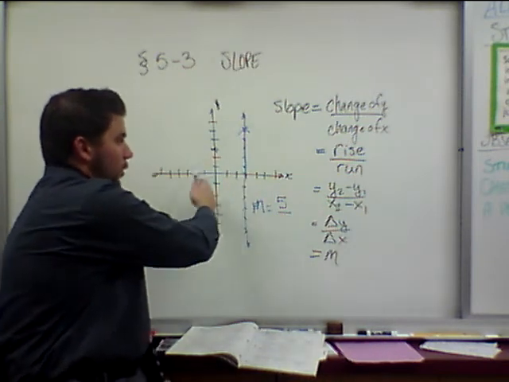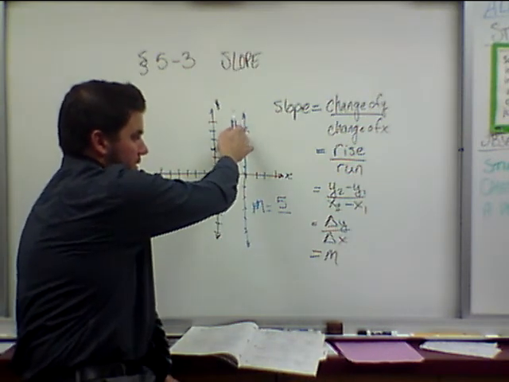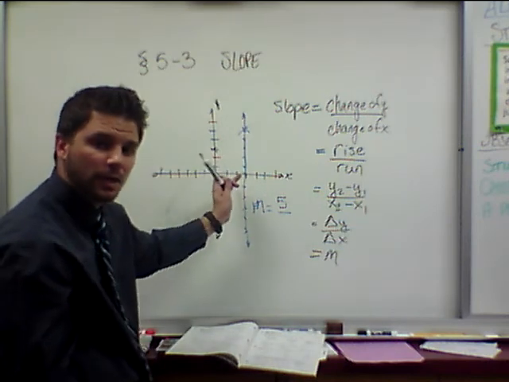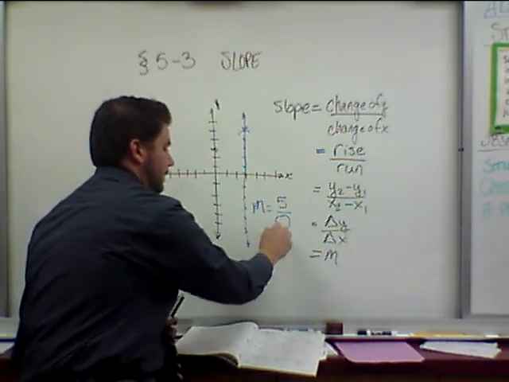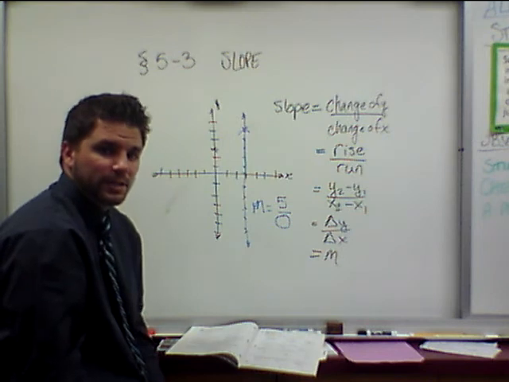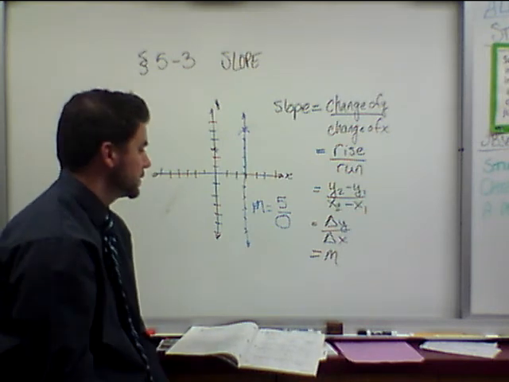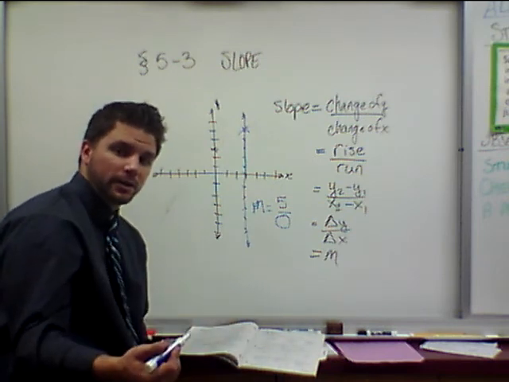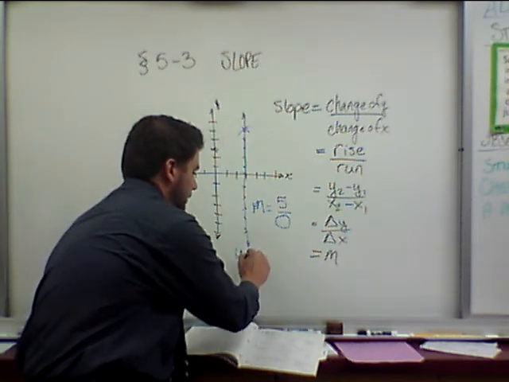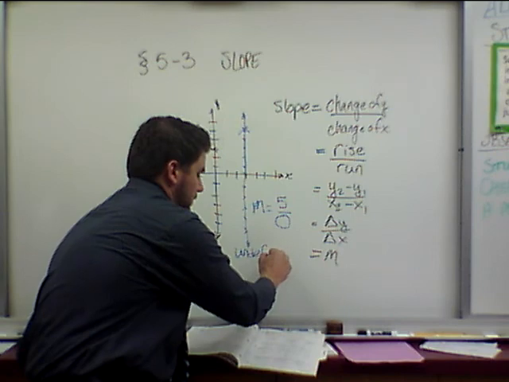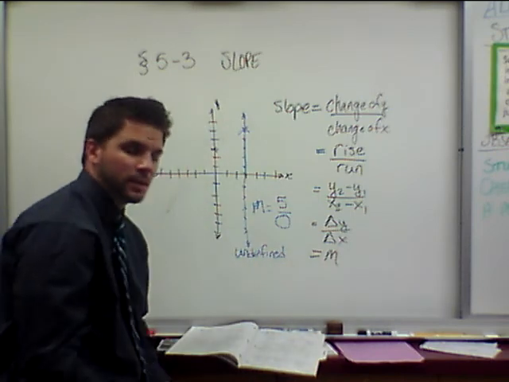Now, how far over do I have to go in order to get to this next point? I don't have to go left. I don't have to go right. It should be 0. Now take this, plug it into your phone, 5 divided by 0, your calculator, whatever it is that you have, it'll either give you an error or it will tell you undefined. This is a line with an undefined slope.